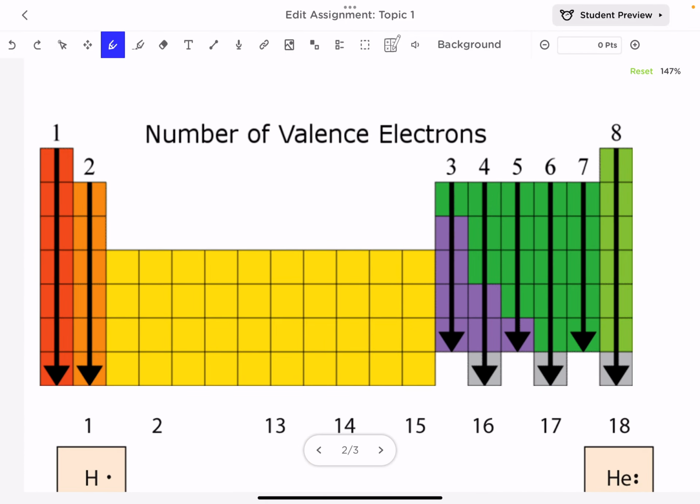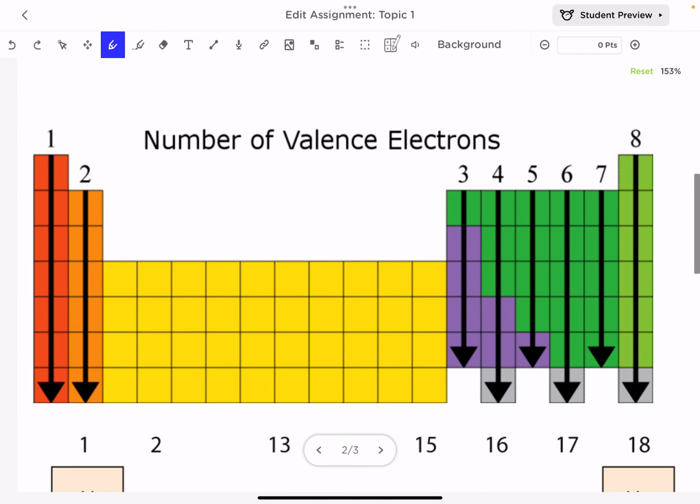Now there is a relationship between the group and the number of valence electrons. An element belonging to group 1 has 1 valence electron. Any element belonging to group 2 has 2 valence electrons. Any element belonging to group 13 has 3 valence electrons. Any element belonging to group 14 has 4 valence electrons. Group 15 has 5 valence electrons. Group 16 has 6 valence electrons. Group 17 has 7 valence electrons.